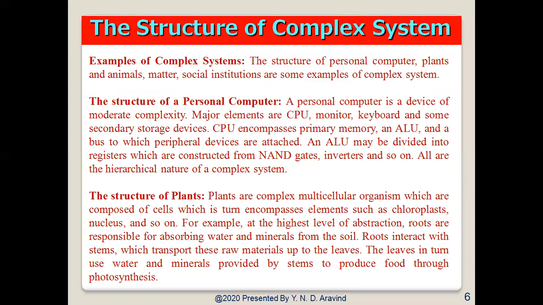A personal computer is a device of moderate complexity. Major elements are CPU, monitor, keyboard, and some secondary storage devices. The CPU encompasses primary memory, an arithmetic logical unit, and a bus to which the peripheral devices are attached. An arithmetic logical unit may be divided into registers, which are constructed from NAND gates, inverters, and so on. Here we see the hierarchical nature of the complex system.